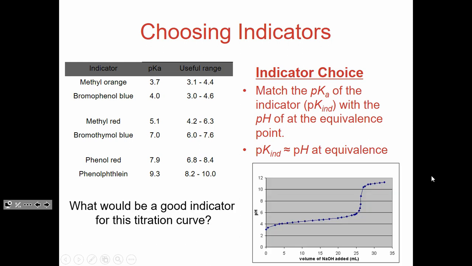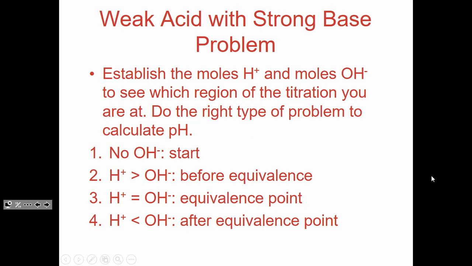So what would be a good indicator for this titration curve? Well, the first thing you have to do is look at, okay, where's our pH in the big swing? Well, right in the middle of it, it's a pH of about 8. So what has a color change right around a pH of 8? Well, phenol red would be a very good choice for that type of situation. But notice phenolphthalein would probably work as well. And something like bromothymol blue might work because they're all in that big swing. But right in the middle of it, which would be our ideal, would be something like phenol red.